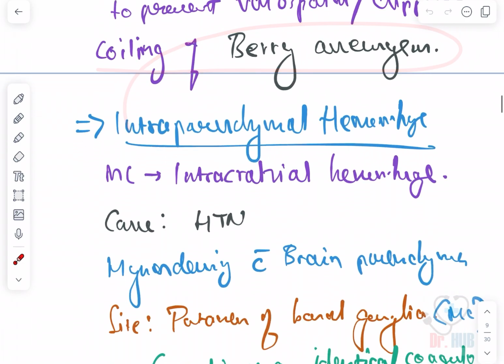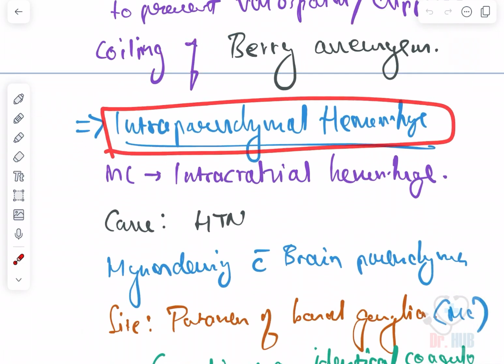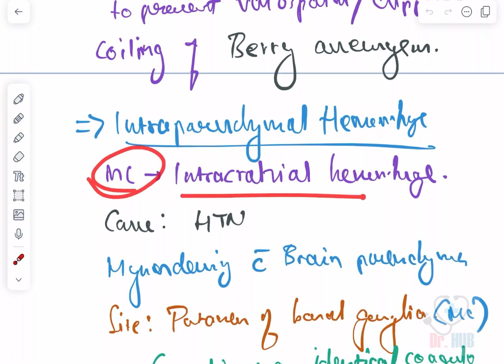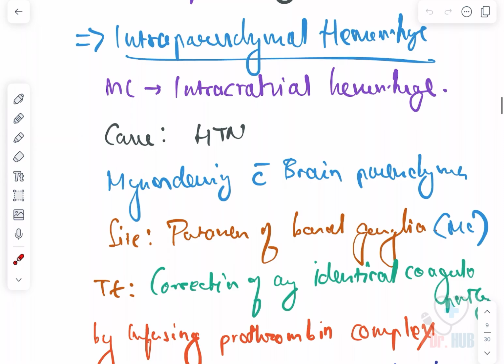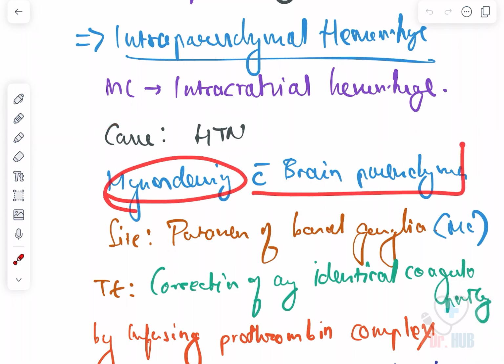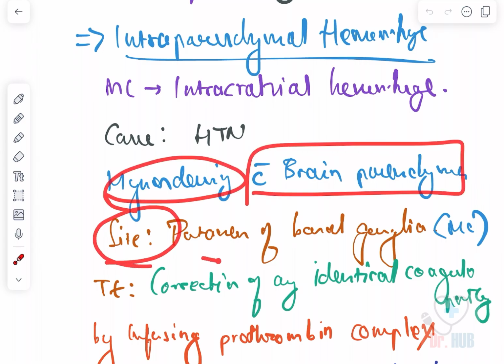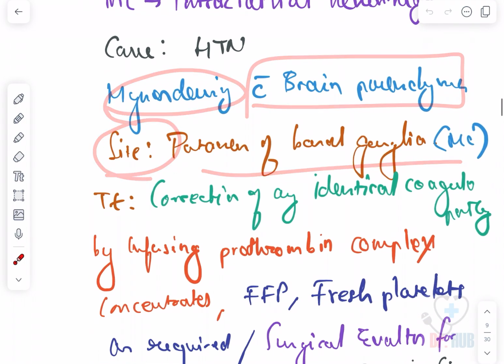Then we look at the intraparenchymal hemorrhage. So the most common intracranial hemorrhage, and the cause is hypertension. There is hyperdensity within the brain parenchyma, and the site being the putamen of the basal ganglia. This is the most common.